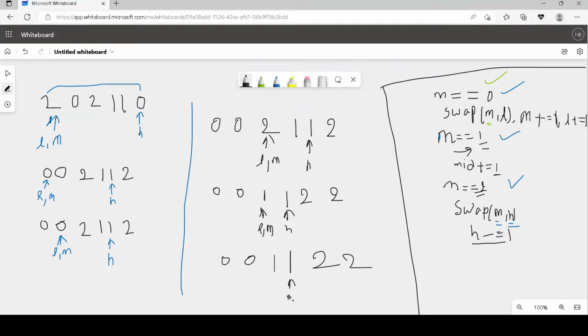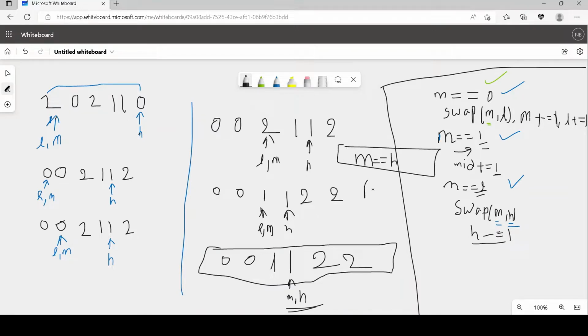So now my mid pointer and high pointer are at the same position. If we encounter this situation, it means the array is already sorted. If my mid pointer and high pointer are at the same position, it's saying that the array is sorted. This is the breaking condition. We increment the mid pointer until mid is less than or equal to high. If this condition fails, the array is already sorted, so we will stop.